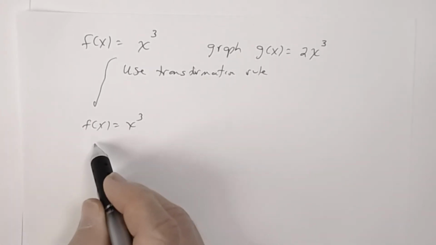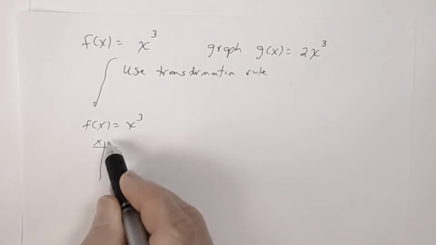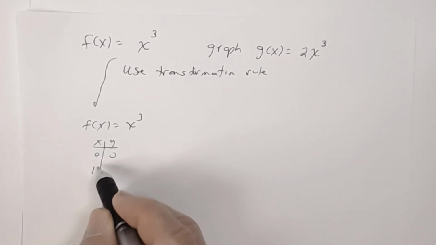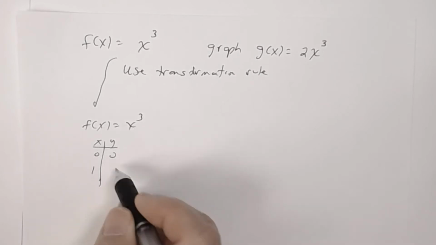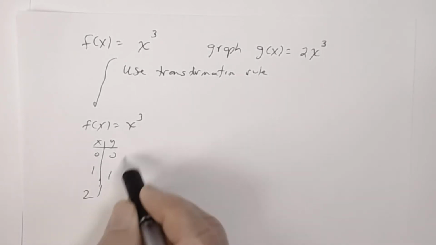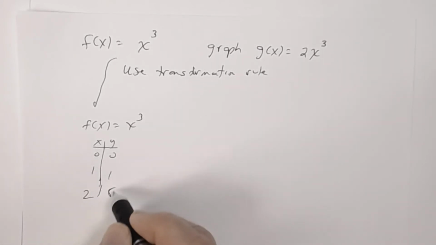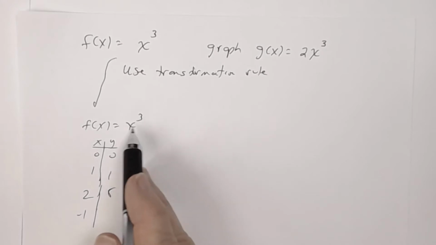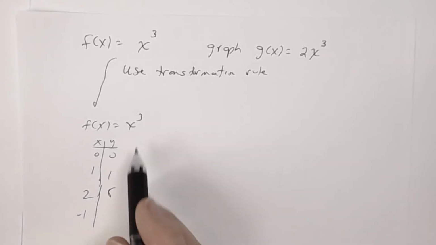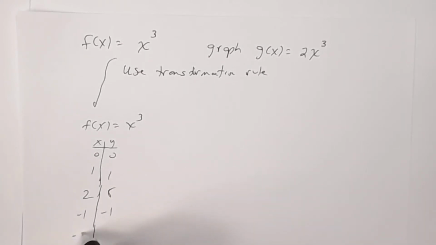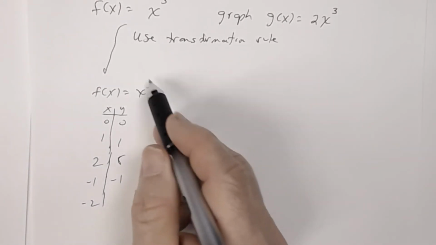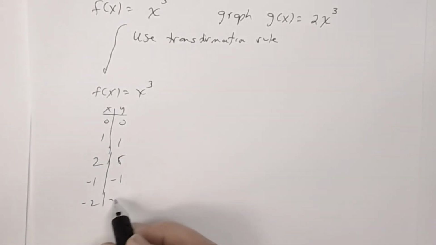And so when x is 0, 0 cubed is 0. When x is 1, 1 times itself 3 times is 1. When x is 2, 2 cubed is 8. All right, and then let's do -1. For -1, I get -1 cubed is -1 times -1 times -1, which is -1. And when x is -2, I get -2 times itself 3 times, which is -8.